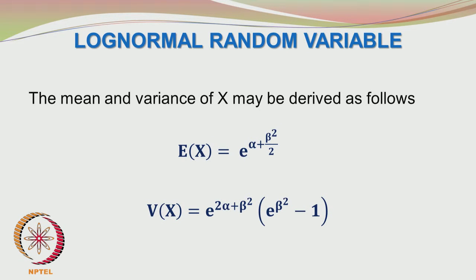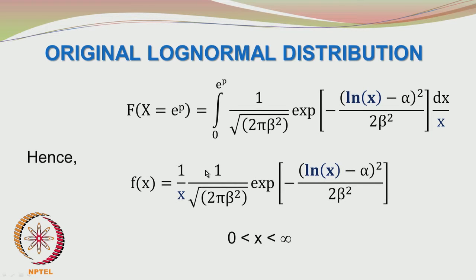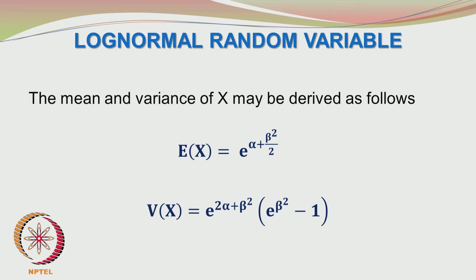You may recall me telling you that in the original form, alpha and beta are not the mean and standard deviation of the log normal distribution. So, how do we find the mean and standard deviation of the log normal distribution? It is quite simple. We use the parameters alpha and beta. The expected value of x is equal to mu, and that is given by e power alpha plus beta squared by 2, and the variance of x is sigma squared, and that is given by e power 2 alpha plus beta squared into e power beta squared minus 1. So, to find the mean, use this formula. To find the variance, use this formula.